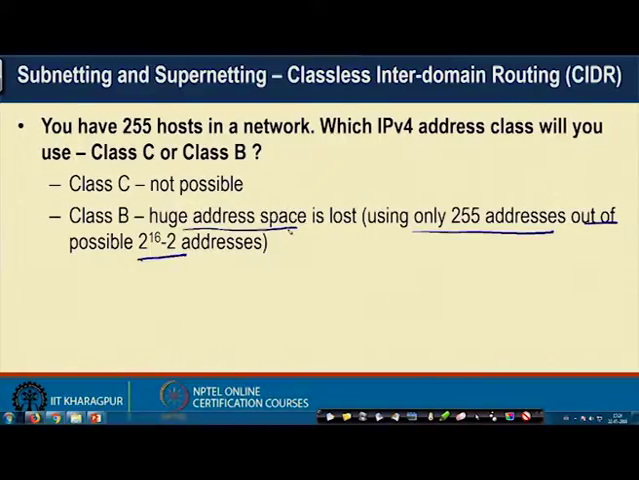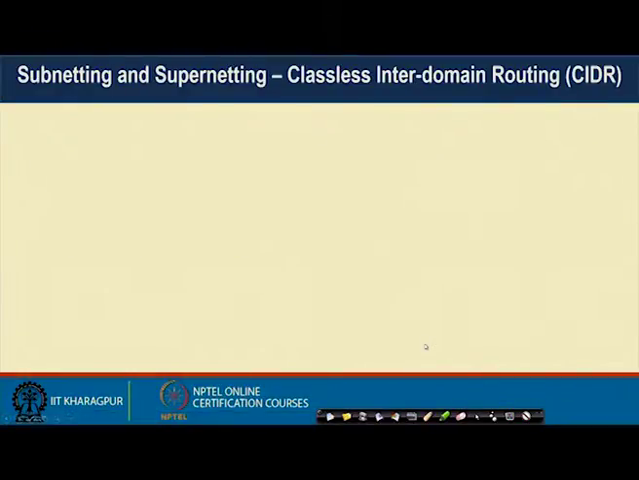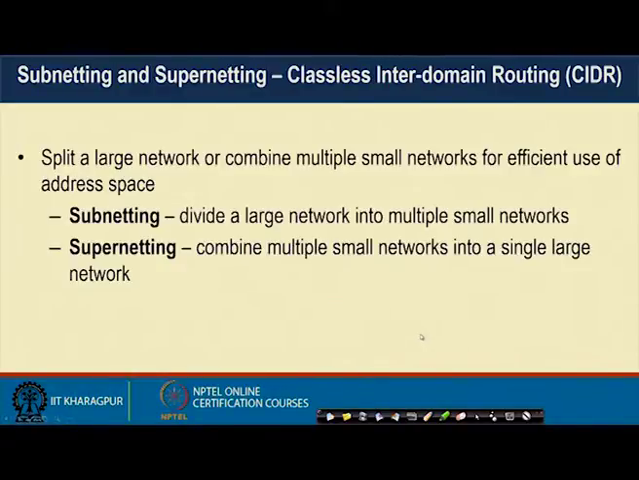That was the major problem with the classful IP addressing that was initially designed as a part of the IPv4 addressing mechanism. That is why, from classful addressing, we are moving towards a direction which we call classless addressing, or classless interdomain routing, or CIDR. The idea of CIDR is that you can split a large network into multiple small networks, or combine multiple small networks together to have a larger network, so that you can provide a handful of IP addresses to the hosts inside that network.